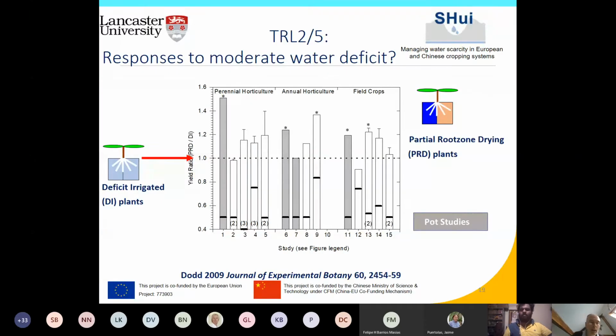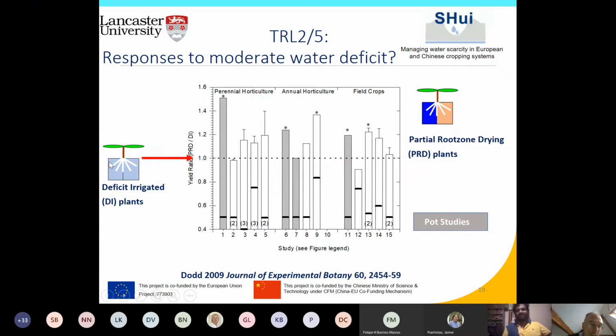I want to turn to another snapshot, and this relates to the comment that was made in the irrigation discussion as to whether partial root zone drying was just a response to moderate water deficit. So this is a snapshot of 15 studies that I compiled more than 10 years ago. It comprises field studies, indicated by the hollow bars, and pot studies, indicated by the shaded bars.